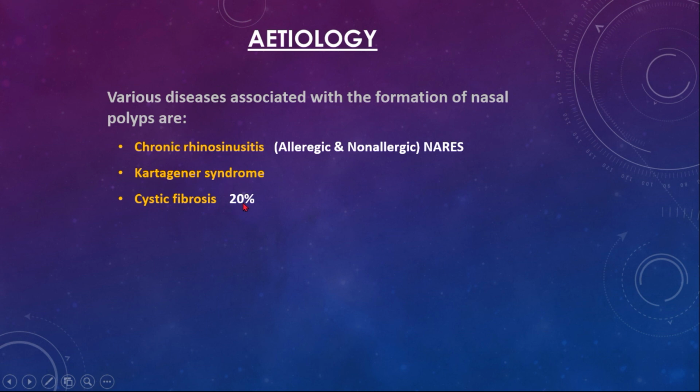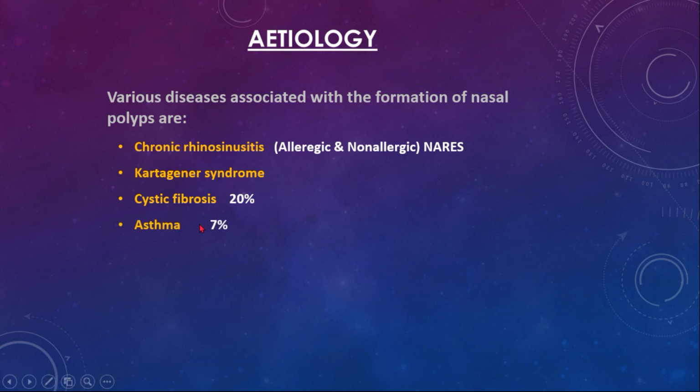Its association is 20%. 20% of people with cystic fibrosis have sinonasal polyps. Cystic fibrosis is a genetic condition. It is caused by a faulty gene that affects the movement of salt and water in and out of the cells. This, along with recurrent infections, can result in a buildup of thick, sticky mucus in the body's tubes and passages, particularly the lungs and digestive system. So it affects both the lungs and digestive system.